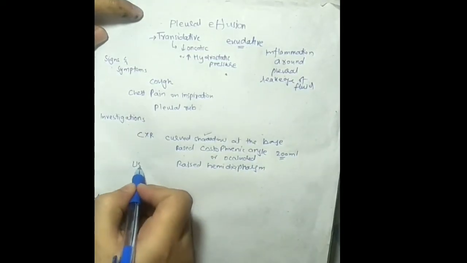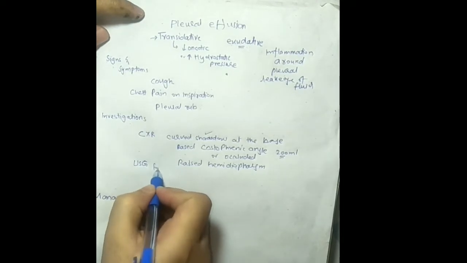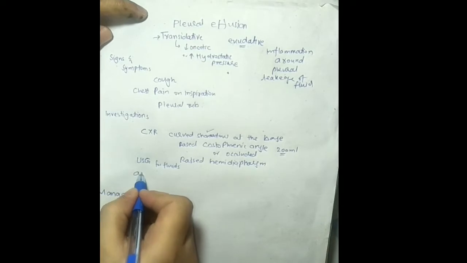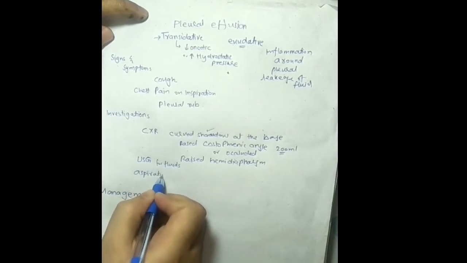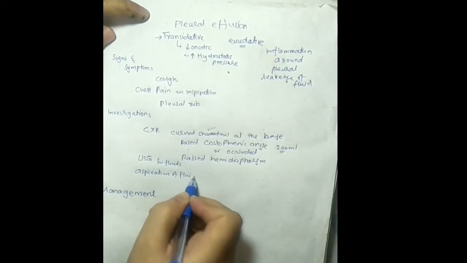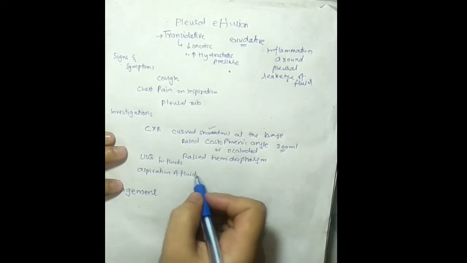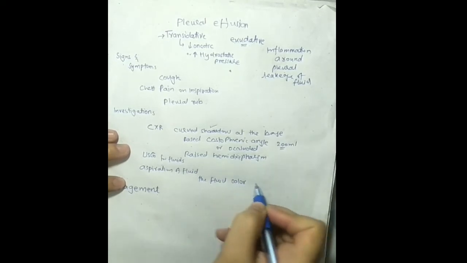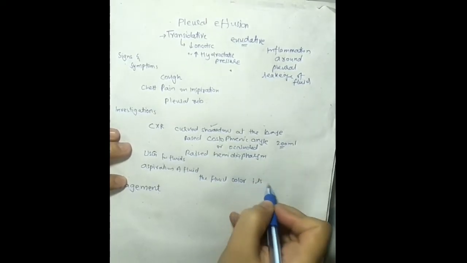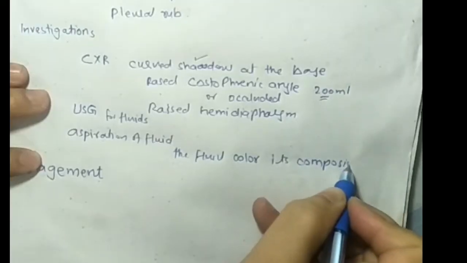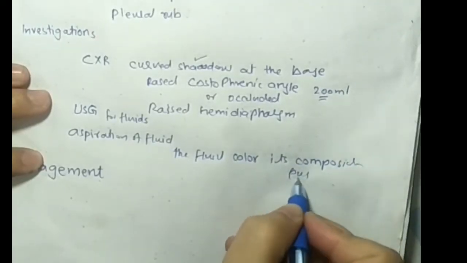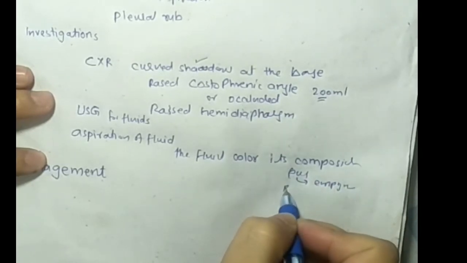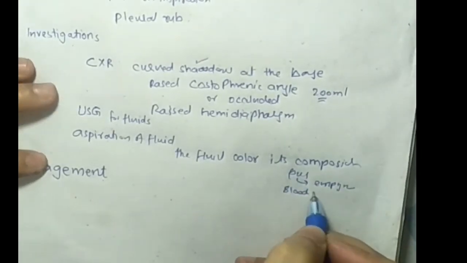Similarly, we will do ultrasound, as it is very good for fluids. Similarly, we will do aspiration of fluid. In aspiration, we can see the fluid color and its composition. For example, it may be composed of blood or pus. Pus in empyema, and blood can also be present.